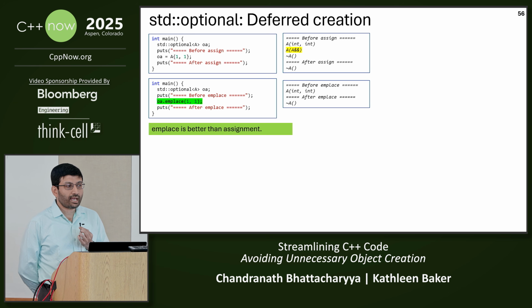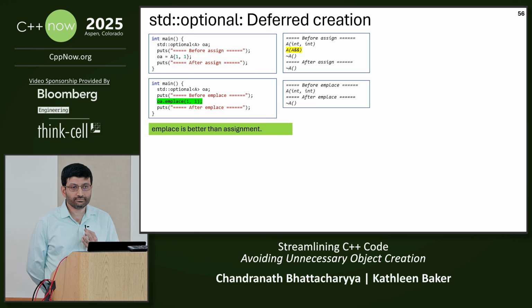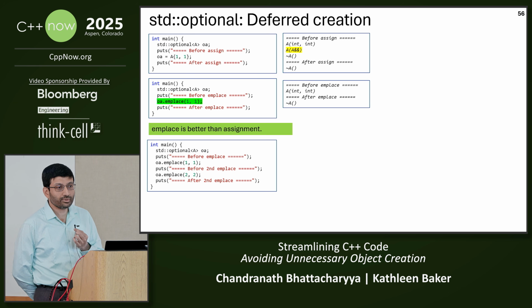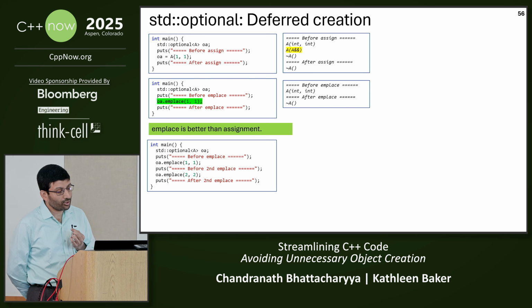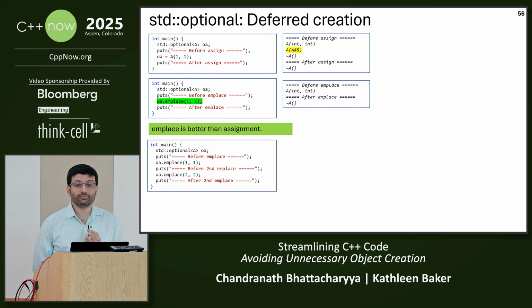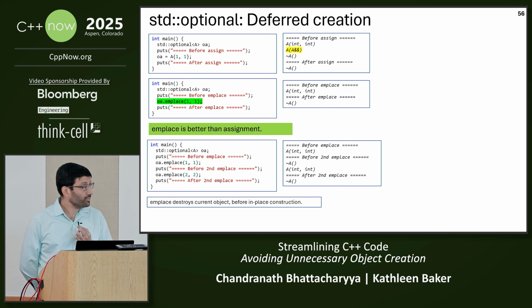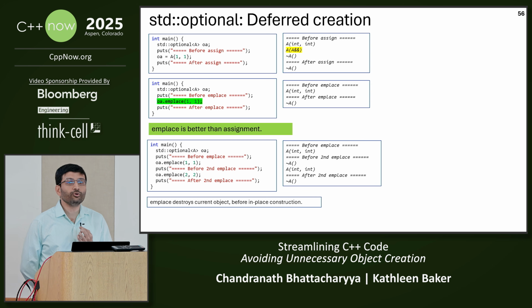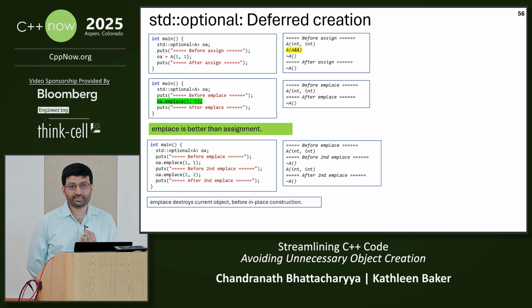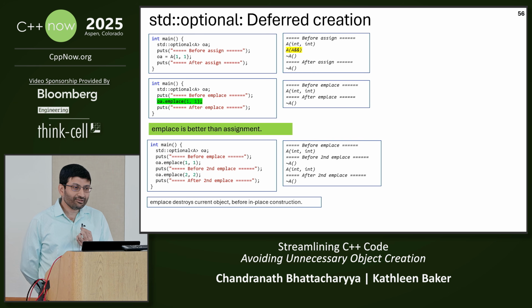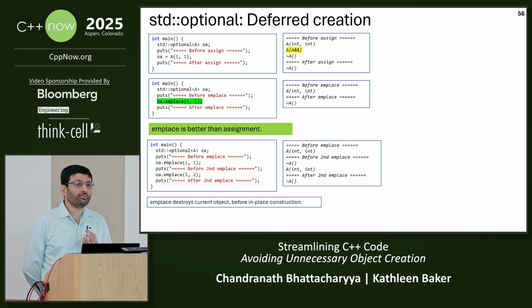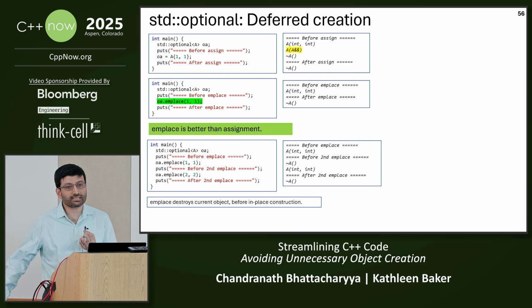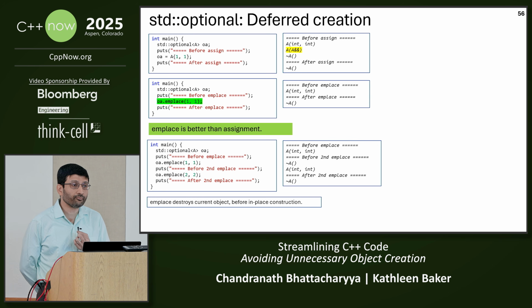However, emplace can also lead to extra objects. Okay, so here is the scenario. So we have that same optional. So first of all, we want to set value A(1, 1) to it. So we're calling the first emplace. Then we want to change that to A(2, 2). We're calling the second emplace. So as you can see from the output, emplace destroys the current object before doing the in-place construction. So here it actually creates the extra object. But I think from my perspective, this may be fine because if you want to remove this extra object, you probably need to create an own specialized assignment operator for your class. Okay, so this may be fine.